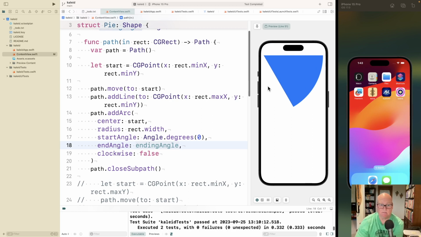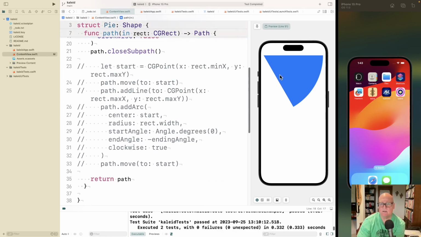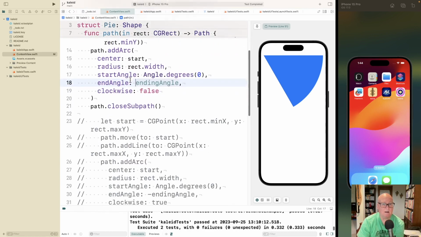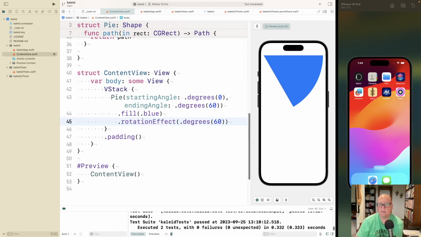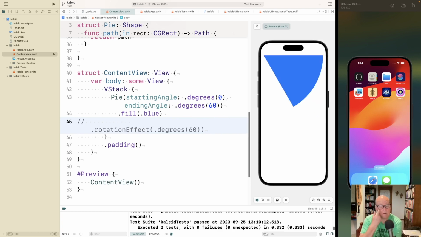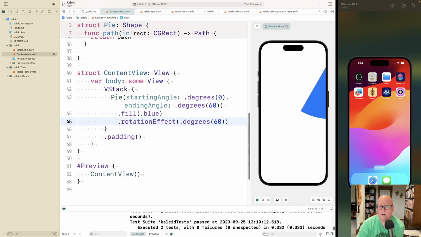Okay, that is doing this. Y minus one is above the screen. X minus one is left of the screen. Okay, now let's rotate this 60 degrees. And that seems weird. Like, why isn't it rotating around the 0, 0 point? Where is it rotating around? I don't even know.